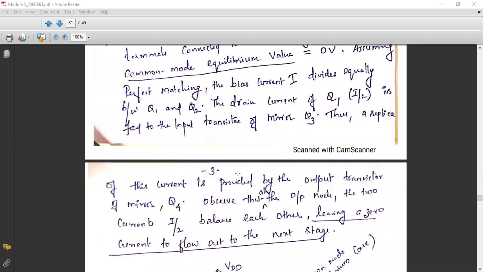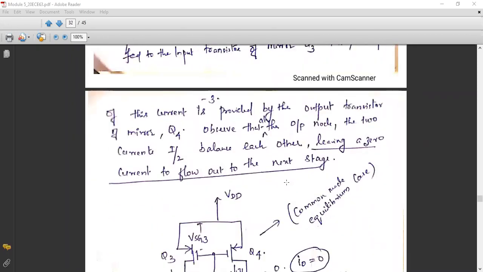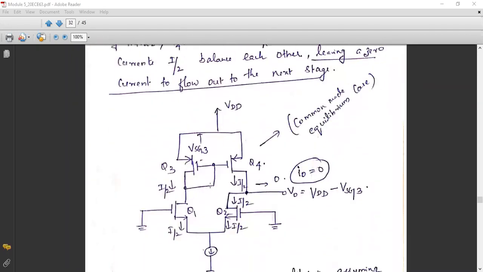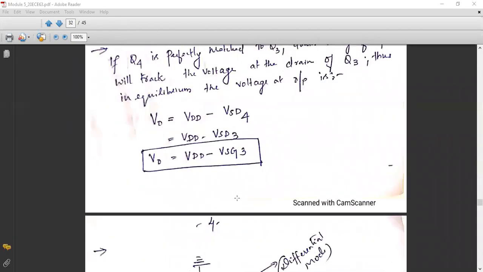For the first case, the quiescent case, that is the common mode equilibrium case, I have grounded the two gate voltages, and I concluded that the overall current towards the output node is zero because it is working in a common mode equilibrium. Even though the output current is zero, still we are expecting a voltage output which is equal to VDD minus VSG3.